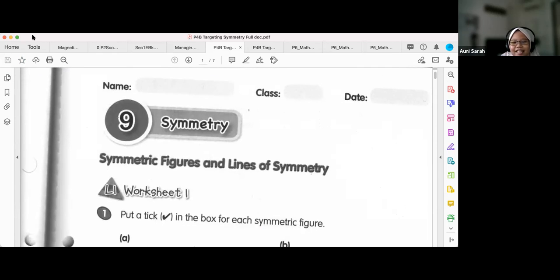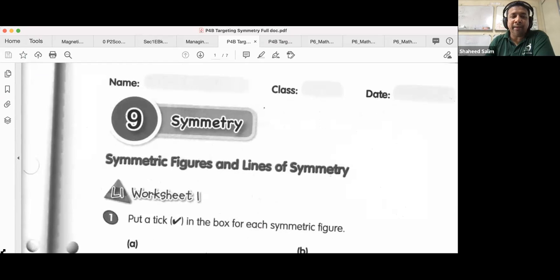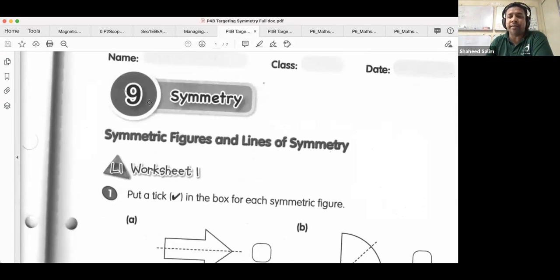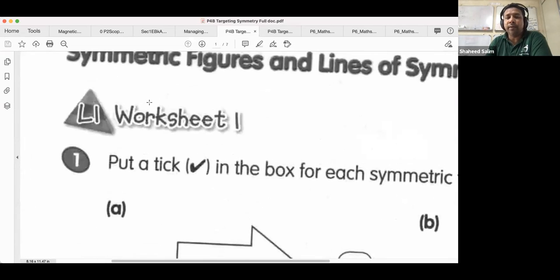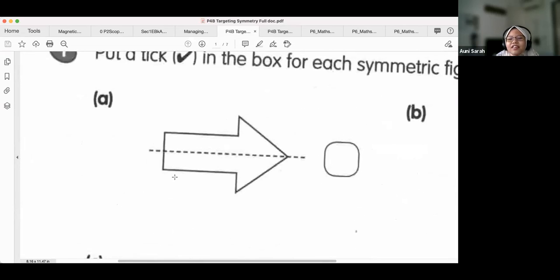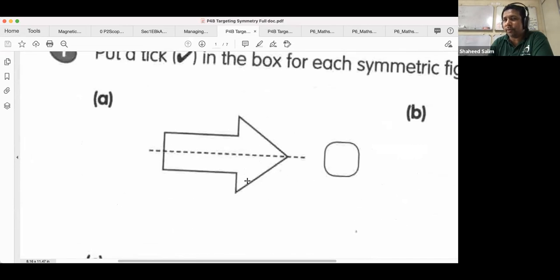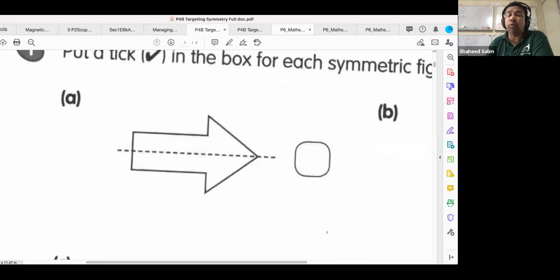Okay. Symmetry means a pattern that can look exactly the same when you cut an object. For example, we draw a line down here. This top part is the same as the bottom part, correct? So that means this is symmetrical. You can cut something into two exact parts. If you fold it up, it'll be exactly the same.